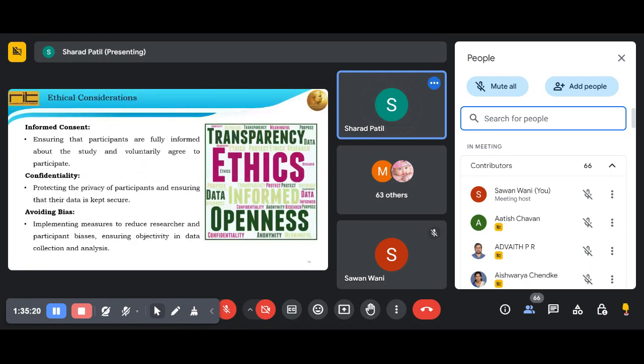Okay, bias should not be there. Implement measures to reduce the researchers' and participants' bias, ensuring objectivity in data collection and analysis. For example, if somebody else has published data on the same work, and you have used the same conditions and generated a second dataset, automatically there will be bias between these two datasets.